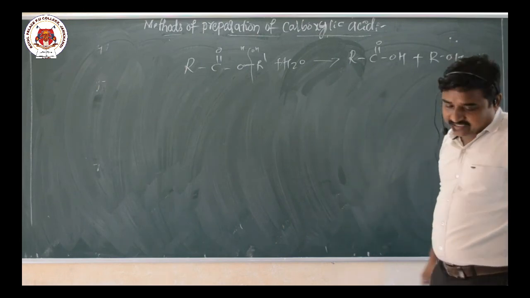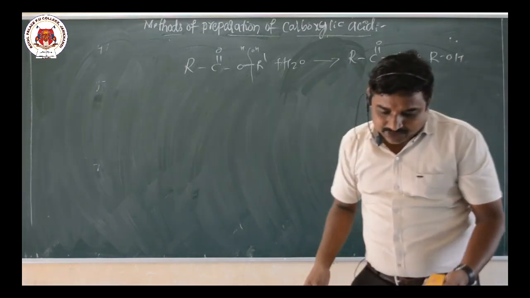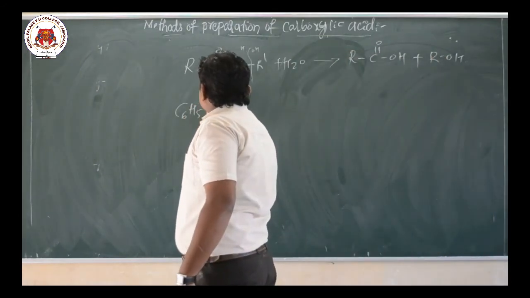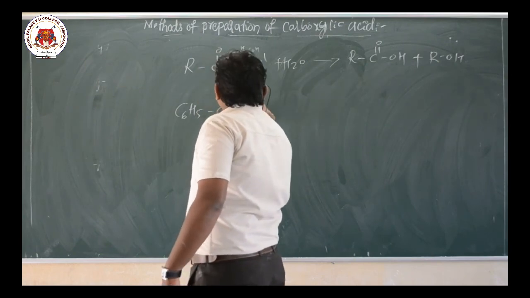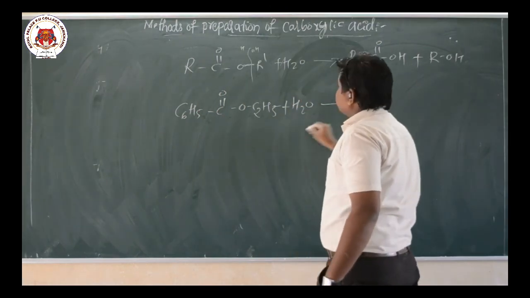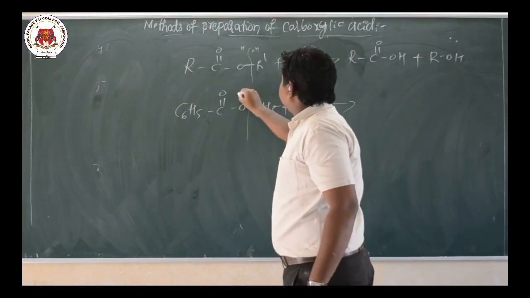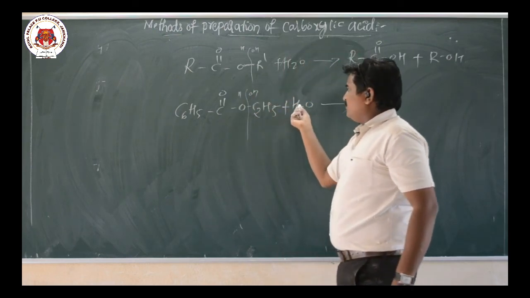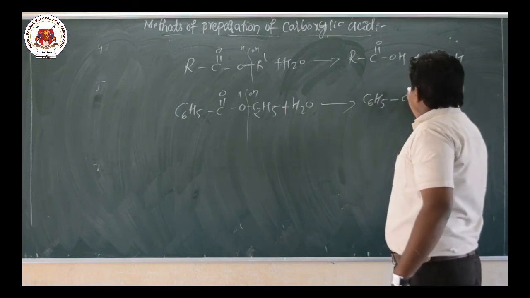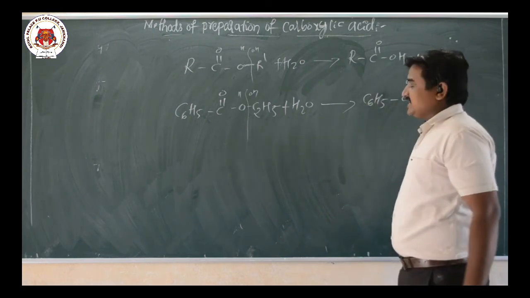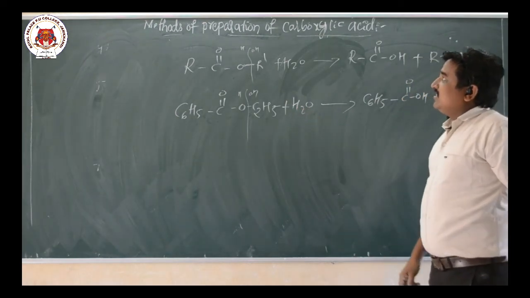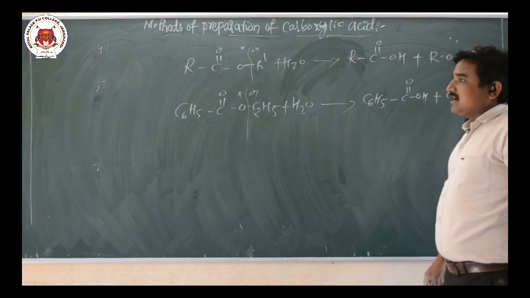Now I will take one example, that is ethyl benzoate, C6H5 C double bond O, O C2H5. Ethyl benzoate, which on hydrolysis, again with water molecule, the H part adds to this side, there is a formation of acid, C6H5COOH, benzoic acid, plus ethyl alcohol, C2H5OH. So this is another method for the preparation of carboxylic acid.